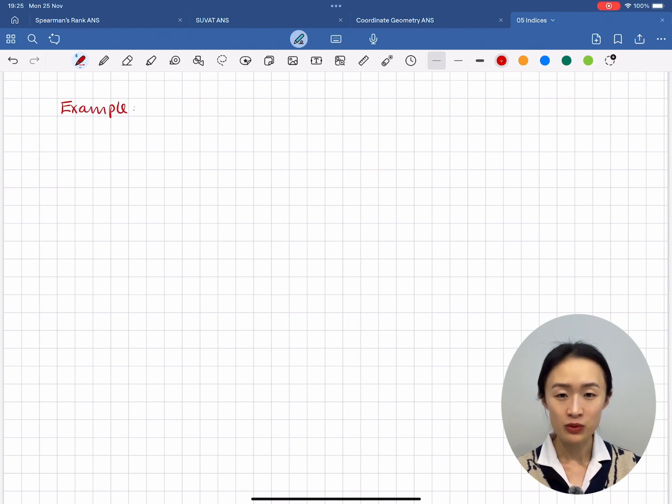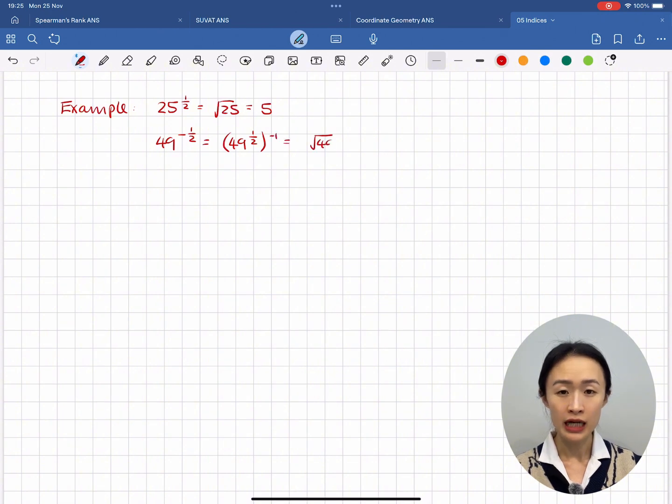Let's start with an easy one, 25 to the power of a half. So that means square root of 25, which will give us 5. 49 to the power of negative a half. Now we can break down negative a half to negative 1 and a half. So we can do 49 to the power of a half and then to the power of negative 1. Square root of 49 is 7. 7 to the negative 1 is 1 over 7.